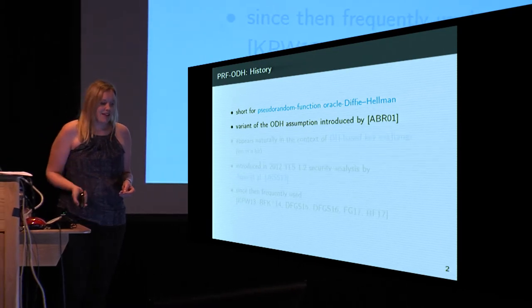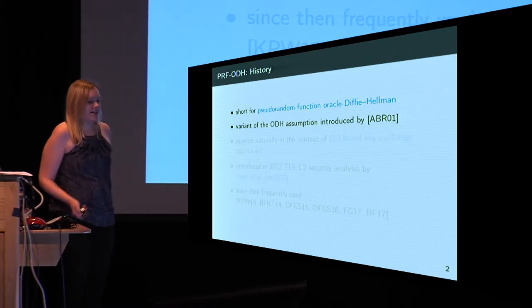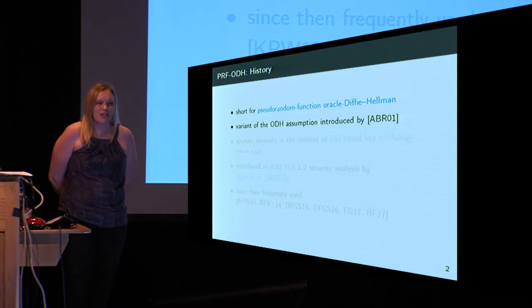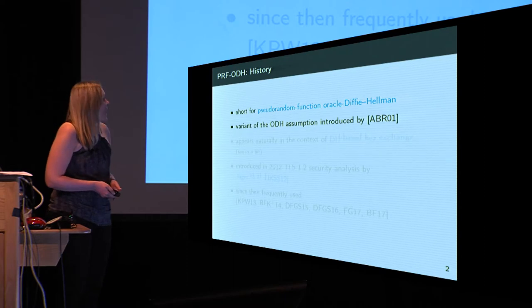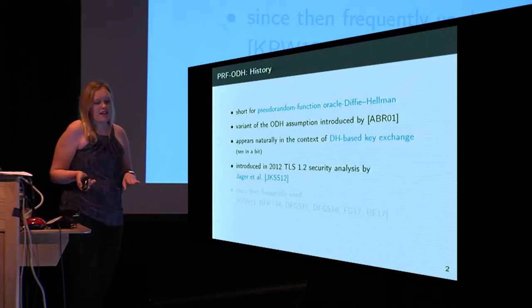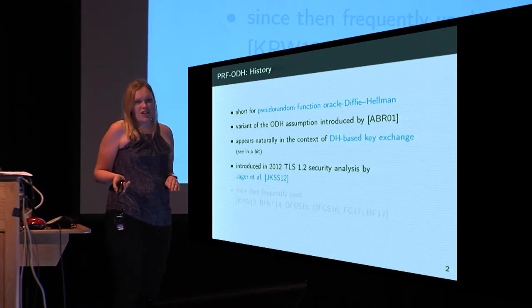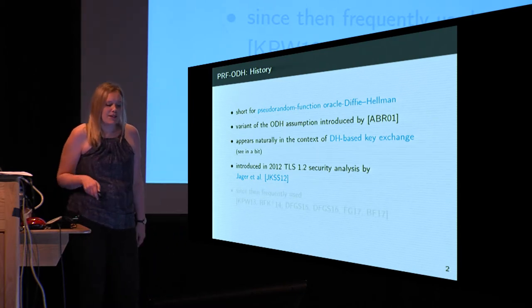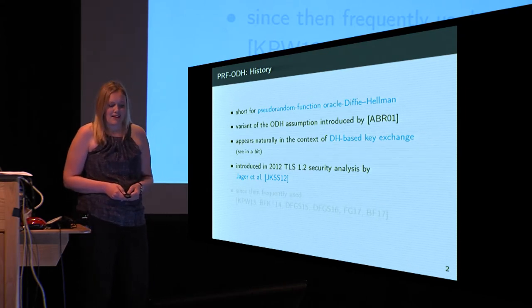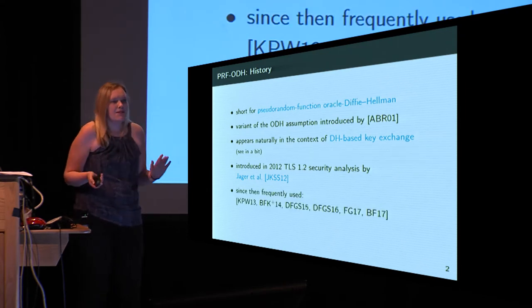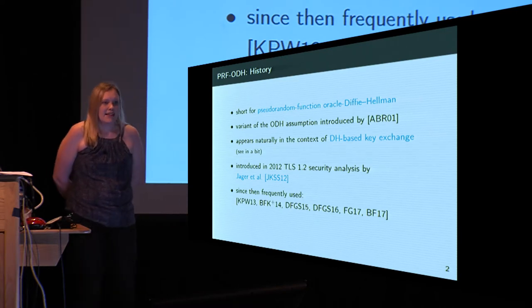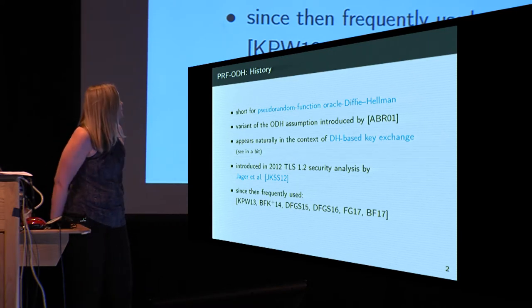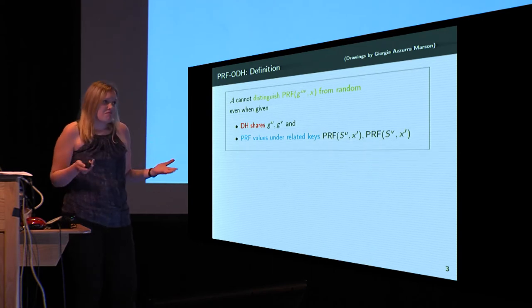As was already mentioned, PRF ODH is a variant of the ODH assumption, which was introduced back in 2001 by Abdalla, Bellare, and Rogaway. PRF ODH appears naturally in the context of Diffie-Hellman-based key exchanges, as we will see in a bit. It was first introduced in 2012 here at Crypto, actually, in the TLS 1.2 security analyses by Jager et al. Since then, it has been frequently used in different analyses of key exchange protocols. Let's dive right into it.